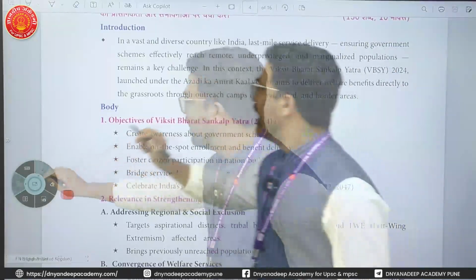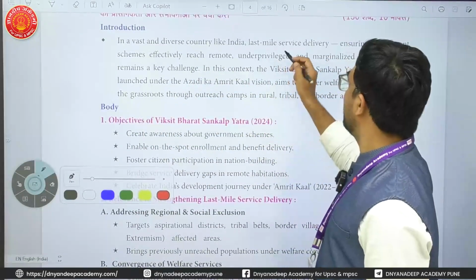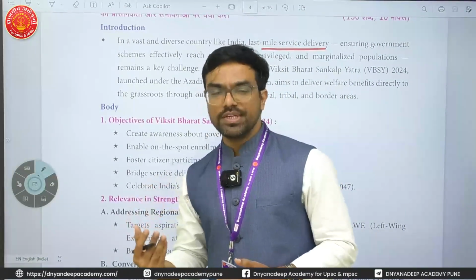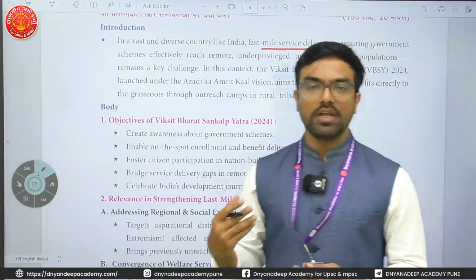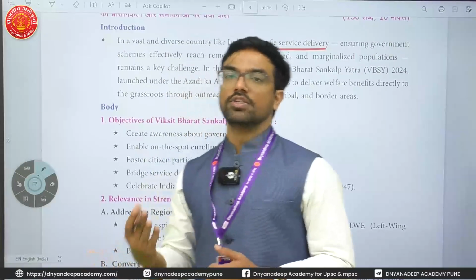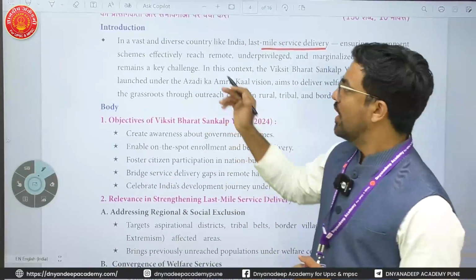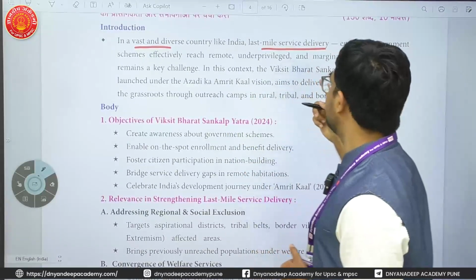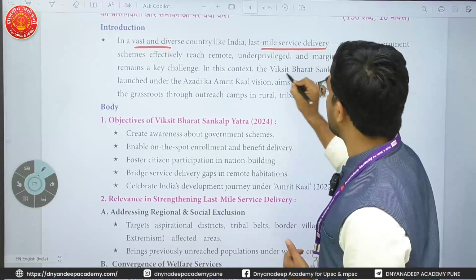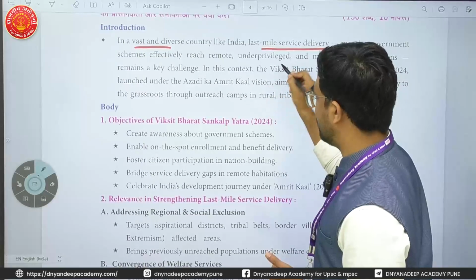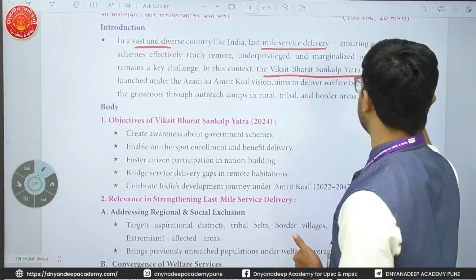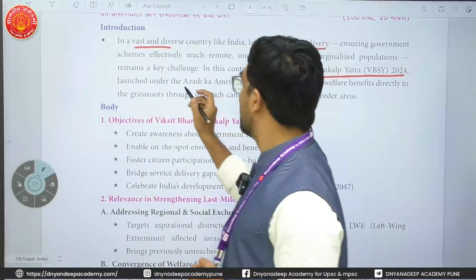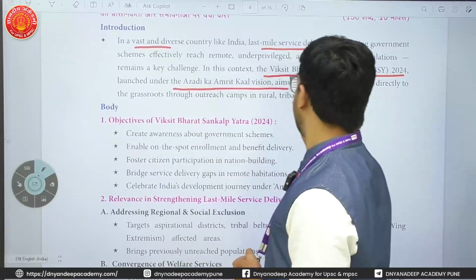So we can write, in a vast and diverse country like India, last mile service delivery. What is last mile service delivery? Public services reaching the people living in the remotest areas, right? This is a very big challenge in a vast country like India. That's why the government started Viksit Bharat Sankalpa Yatra 2024 to ensure last mile service delivery under the Azadi Ka Amrit Kal vision, right?